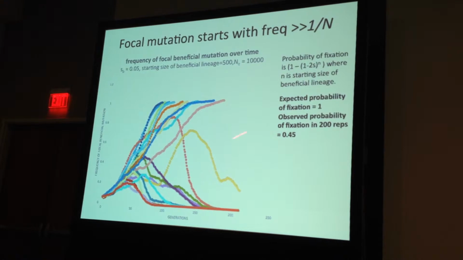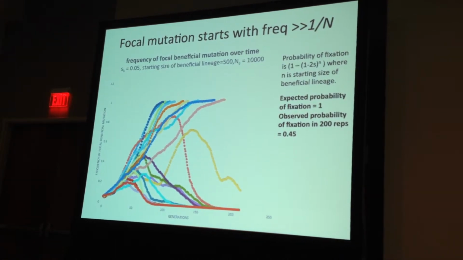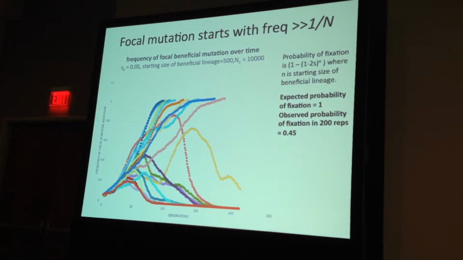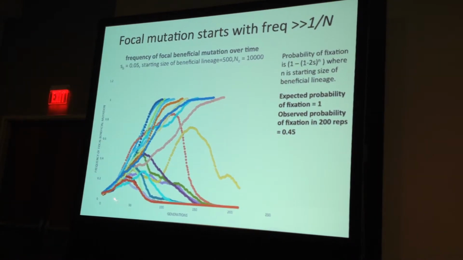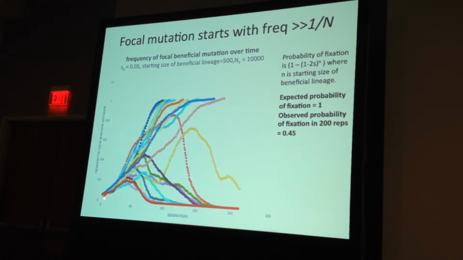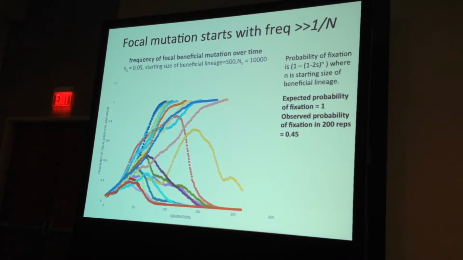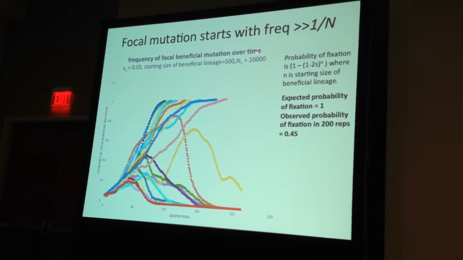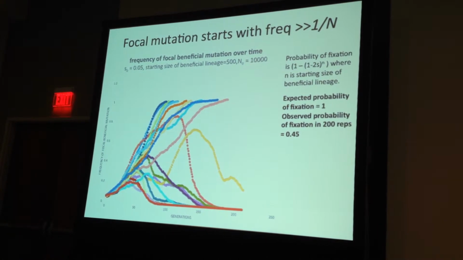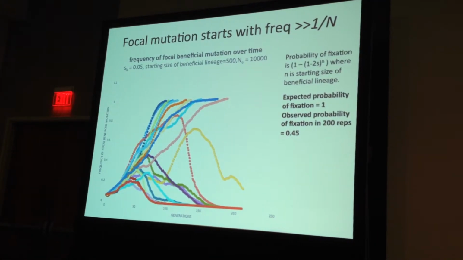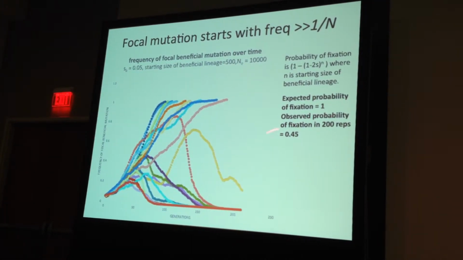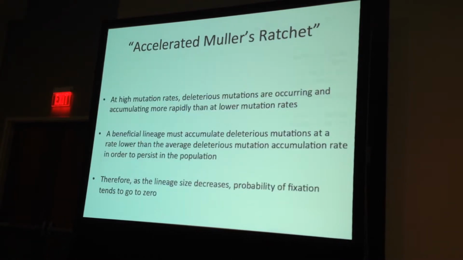And in this case as well, we see that the probability of fixation is actually much lower. It's actually 0.45 when the starting size is around 5%. So we're starting at 500 individuals in a population of 10,000 individuals total. That's a 5% starting size, but you're still seeing a much lower rate of fixation than you expect.